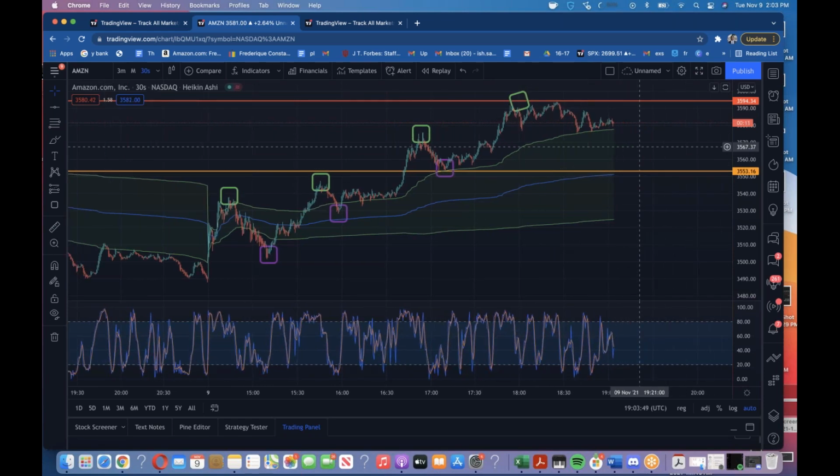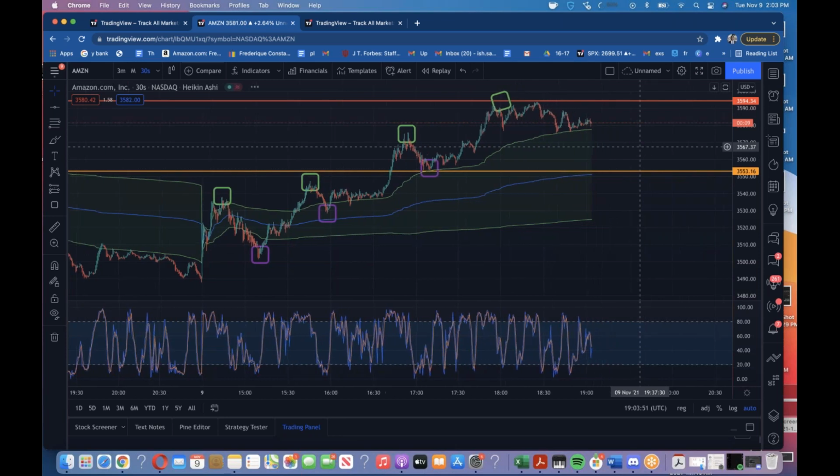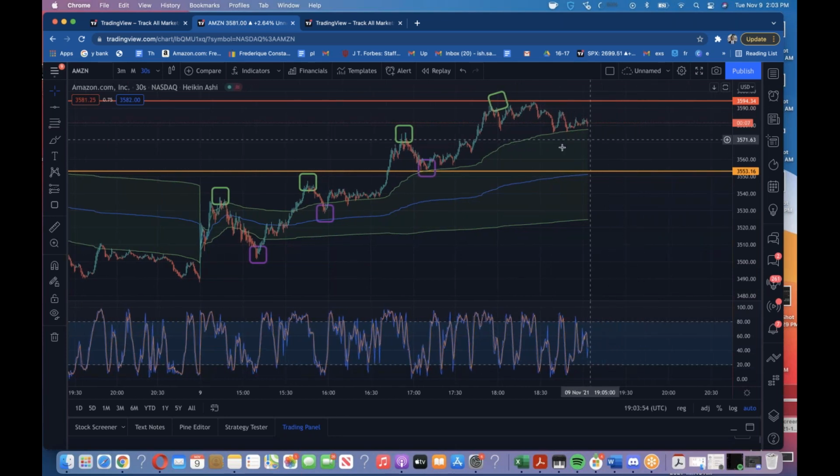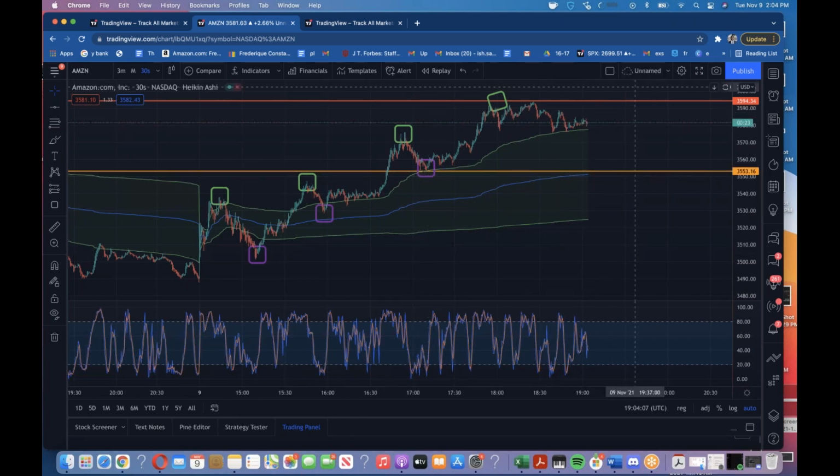There's about an hour 57 minutes left in the market day today, and one could reasonably expect, as long as Amazon holds this 3553 level, which is the orange level, the previous low, the higher lows, it likely has a chance to make a higher high, right?